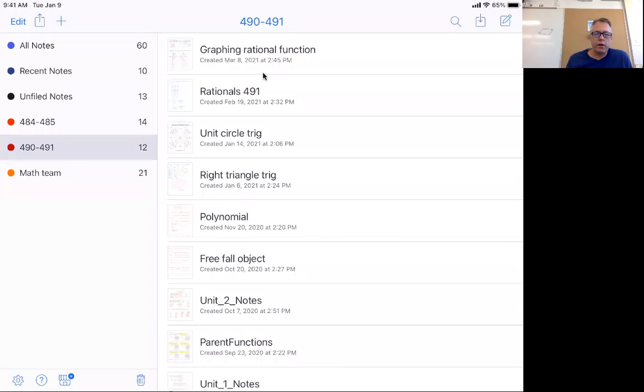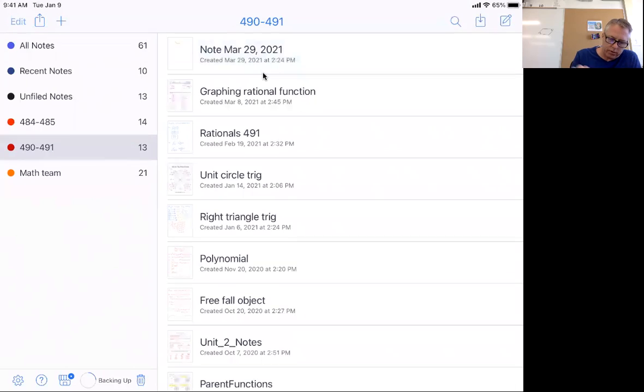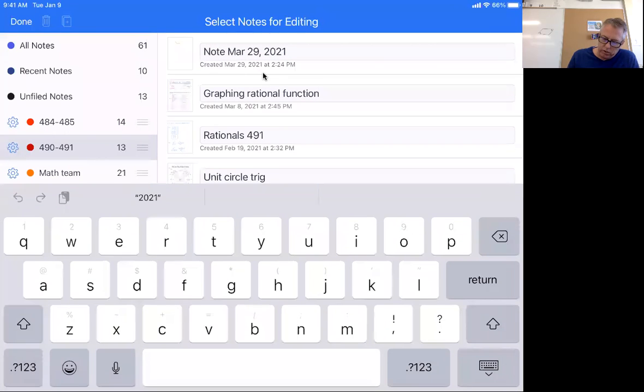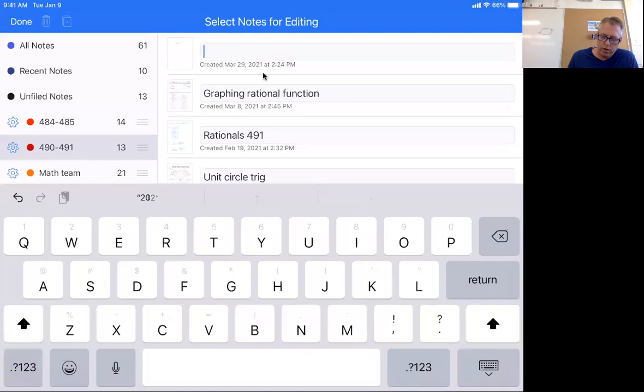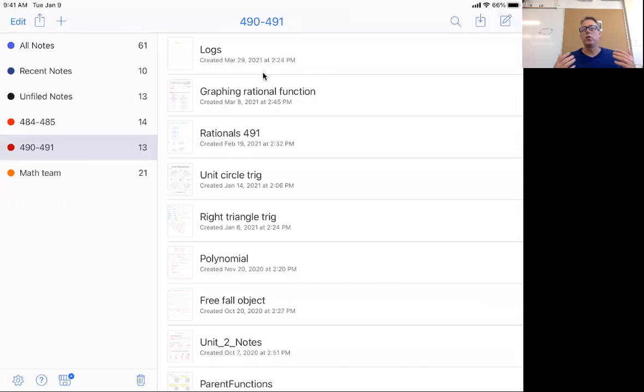Well, in Notability, we just took our test over the rationals and rational functions. So I'm going to start a new note sheet, and you guys probably should do the same thing. I'm going to name that "logs", LOGS. So again, that is short for logarithmic functions.